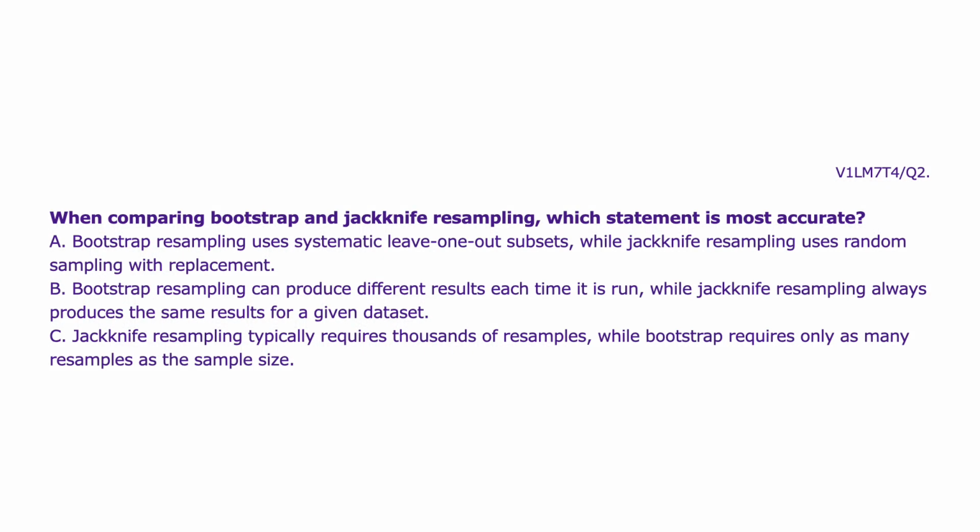When comparing Bootstrap and Jackknife resampling, which statement is most accurate? A. Bootstrap resampling uses systematic leave one out subsets, while Jackknife resampling uses random sampling with replacement. B. Bootstrap resampling can produce different results each time it is run, while Jackknife resampling always produces the same results for a given dataset. C. Jackknife resampling typically requires thousands of resamples, while Bootstrap requires only as many resamples as the sample size.